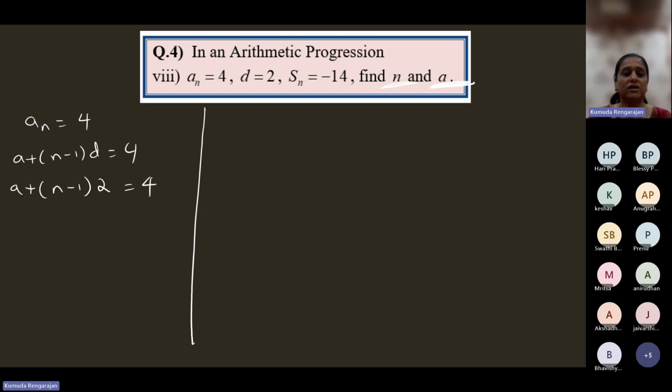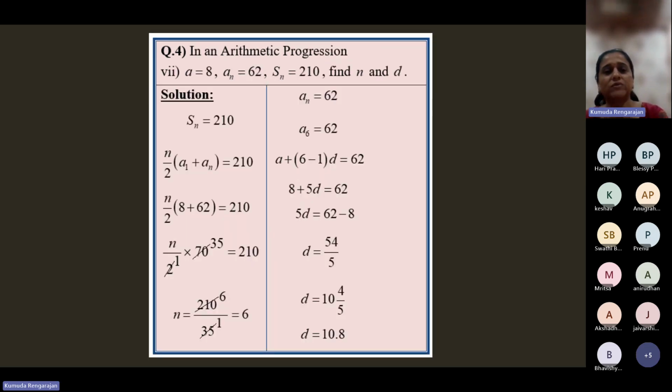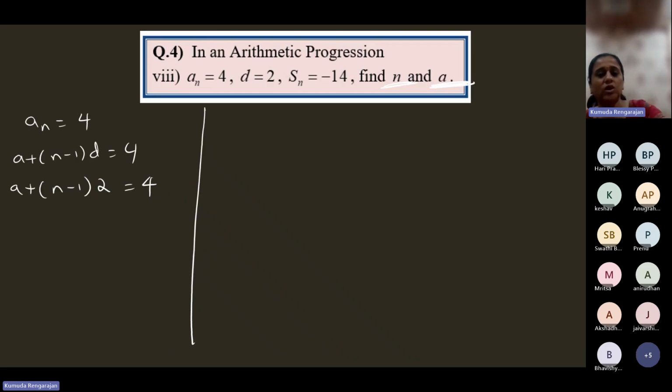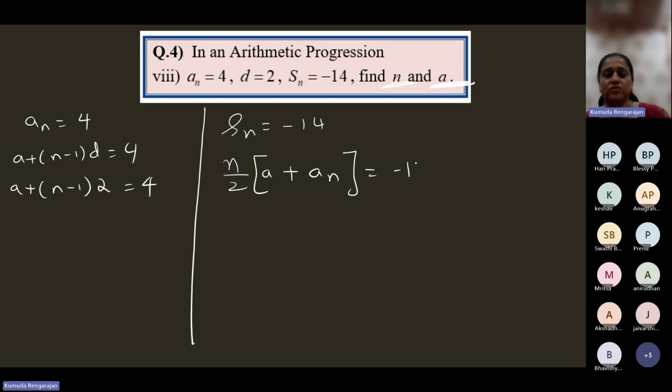If needed, we'll come and use it. Like in the earlier one, we didn't go ahead with this, but when we worked with Sn, we were able to find the value of n. So I'm not saying we'll not use this information. This is not looking very useful when taken alone. So we'll just try with Sn. We'll see what happens here. Sn is equal to minus 14. So Sn is n by 2 of the first term a plus the last term an is equal to minus 14.